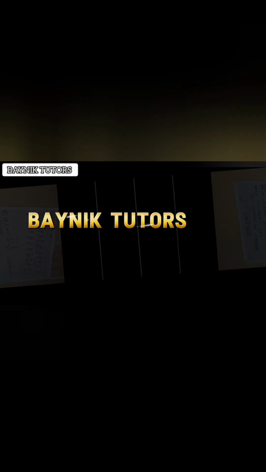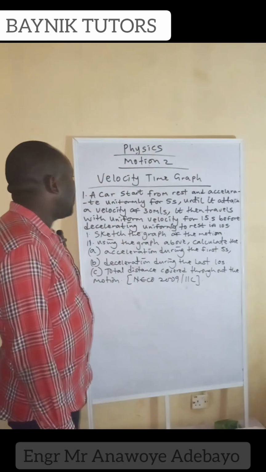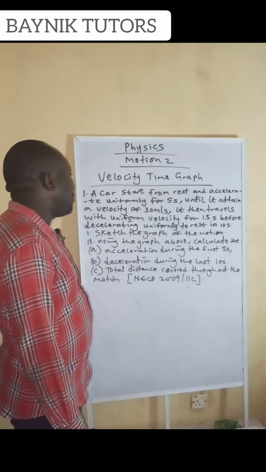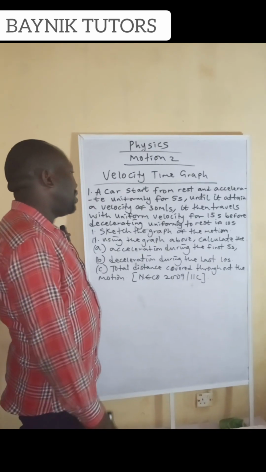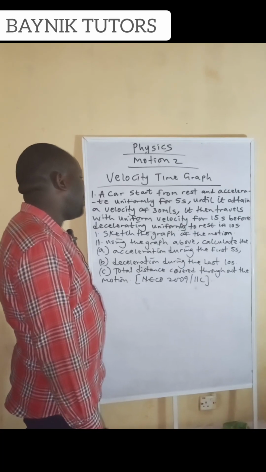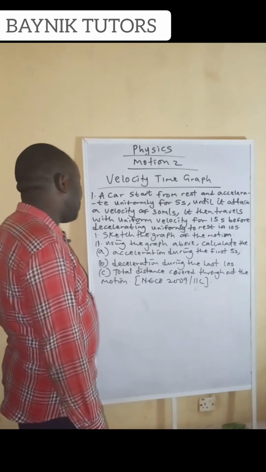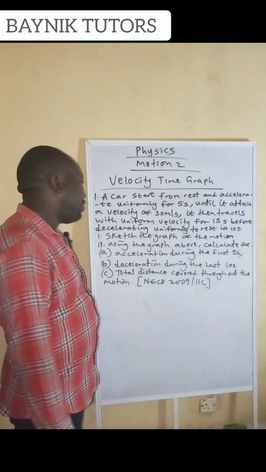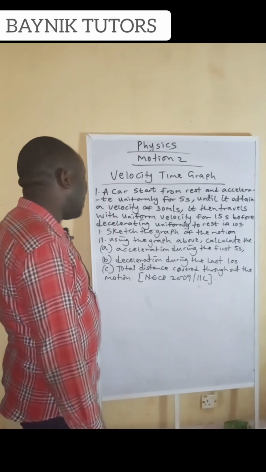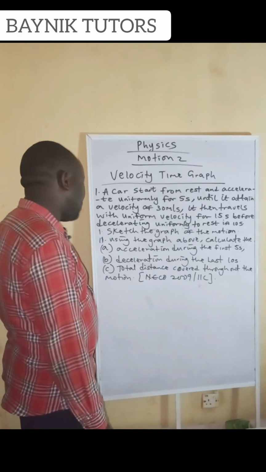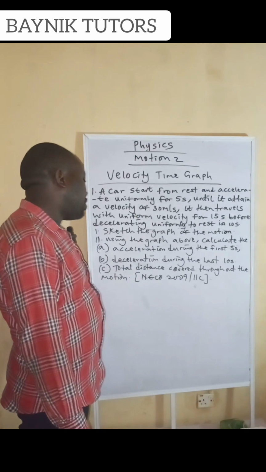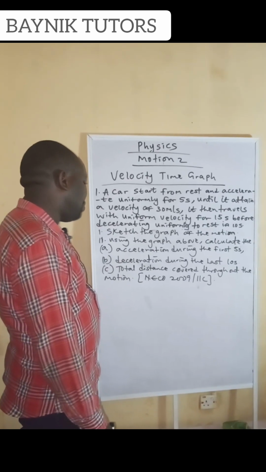Excellence is our word. A car starts from rest and accelerates uniformly for 5 seconds until it attains a velocity of 30 meters per second. It then travels with uniform velocity for 15 seconds before decelerating uniformly to rest in 10 seconds. 1. Sketch the graph of the motion. 2. Using the graph above, calculate: A. Acceleration during the first 5 seconds, B. Deceleration during the last 10 seconds, C. Total distance covered throughout the motion.